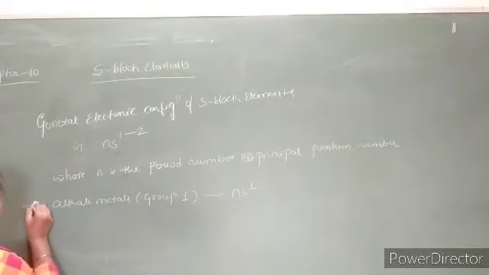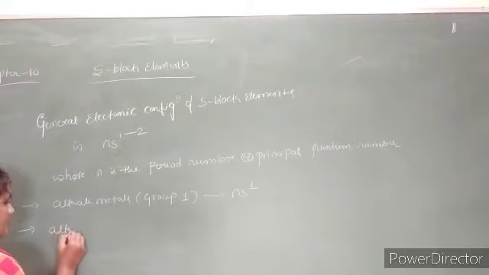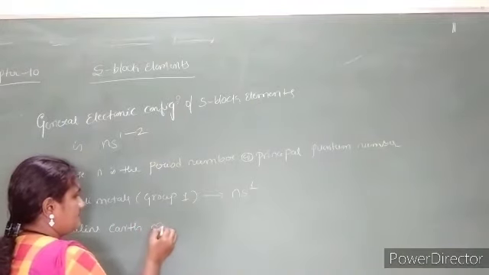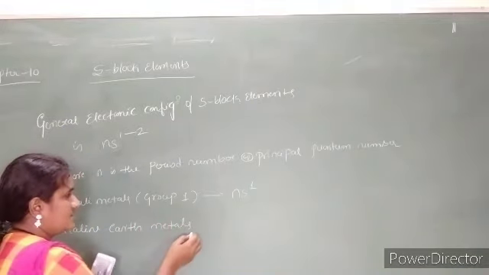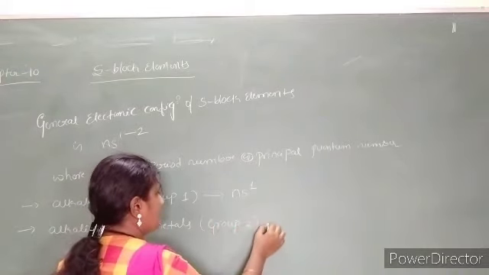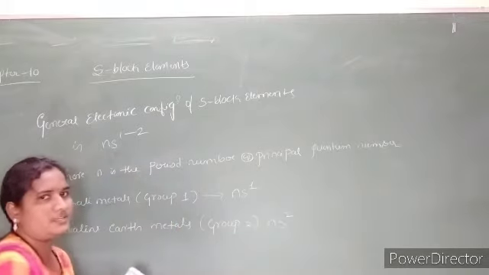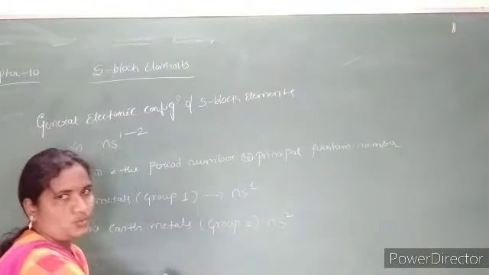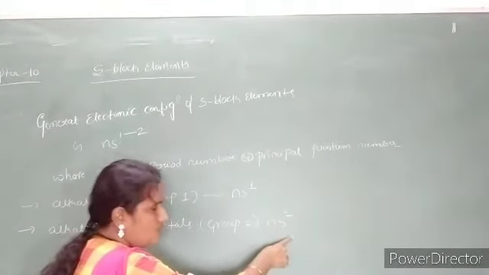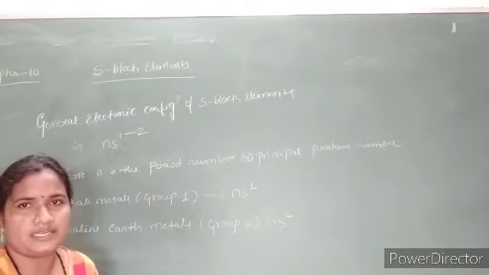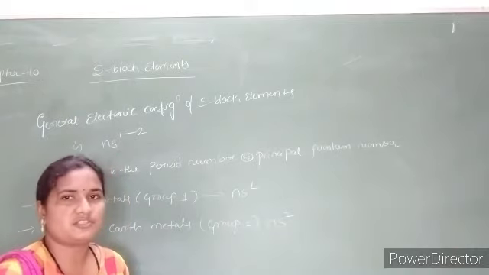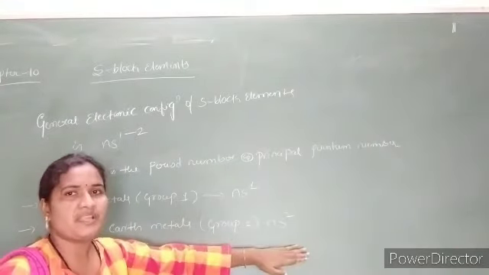And the alkaline earth metals, that is group 2 elements. Those have the general electronic configuration ns2, because they have 2 valence electrons in their last orbital, or else an s orbital. So that is why the configuration of alkaline earth metals becomes ns2.